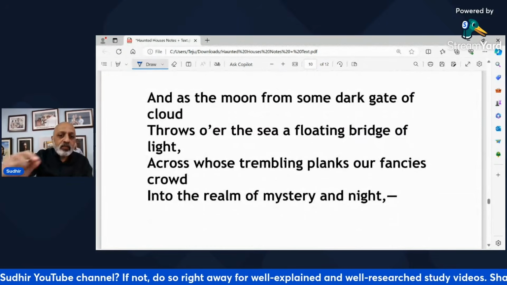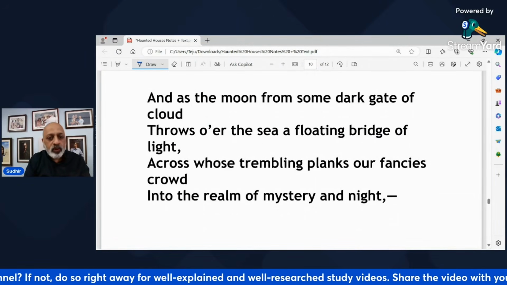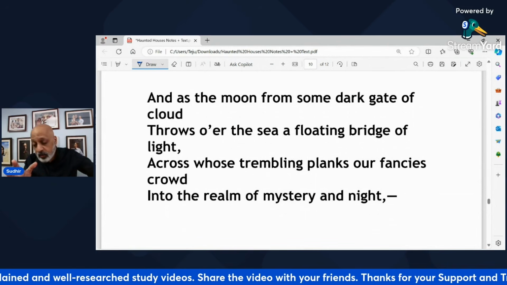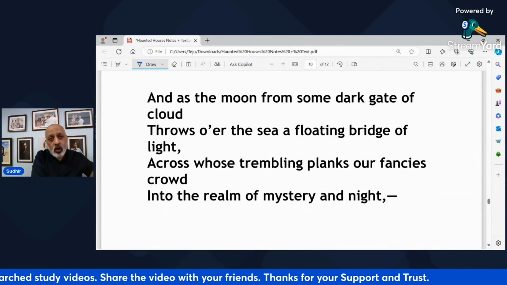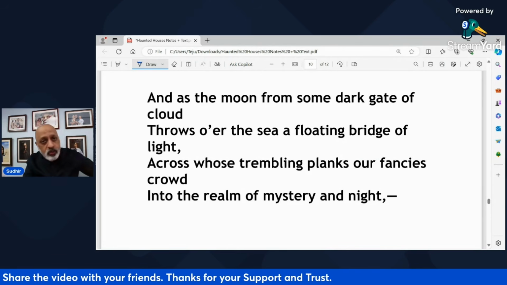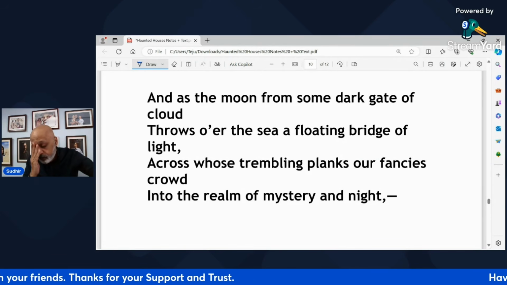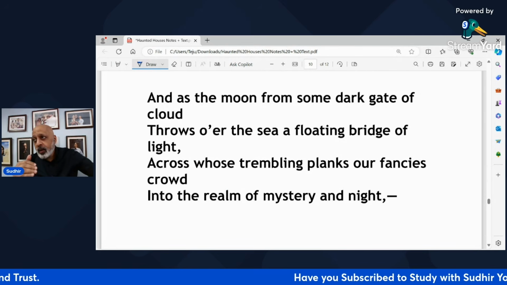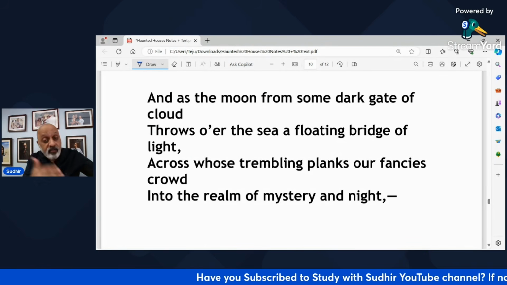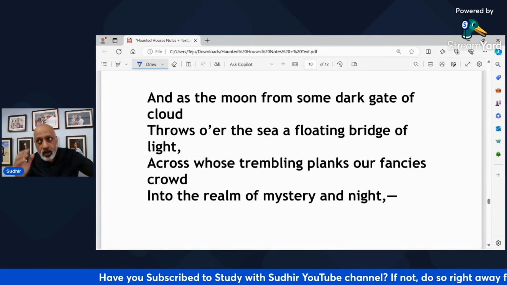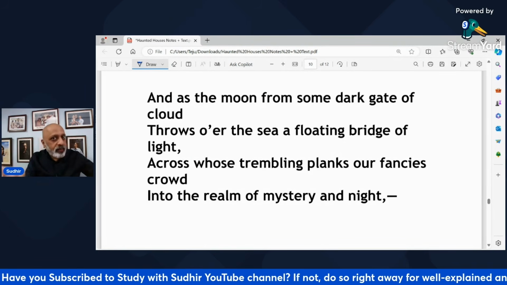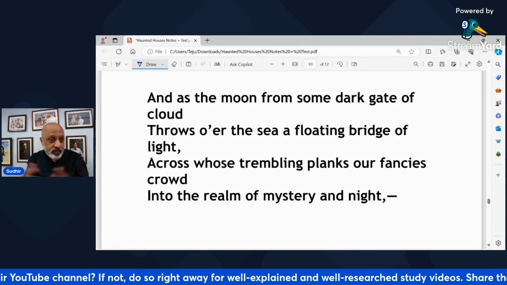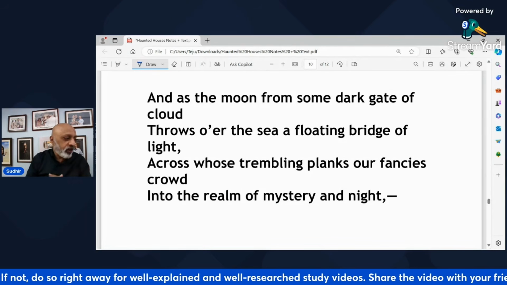Stanza 9. And as the moon from some dark gate of cloud throws over the sea a floating bridge of light across. I found this very surprising. It started with ghosts at the dining table, and then it moves into something totally unrelated. One of the reasons why I delayed doing this particular poem's explanation was that I revised it, in fact, 4 times, so that there is clarity in my mind while I'm explaining this, because I found it very, very complex, for want of a better word.